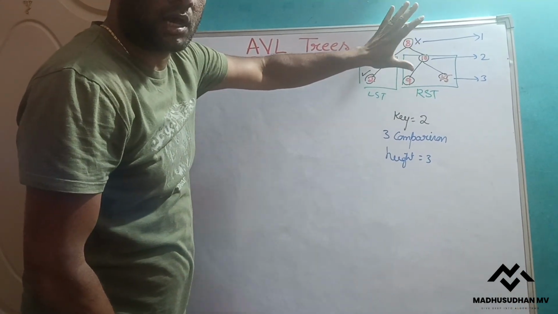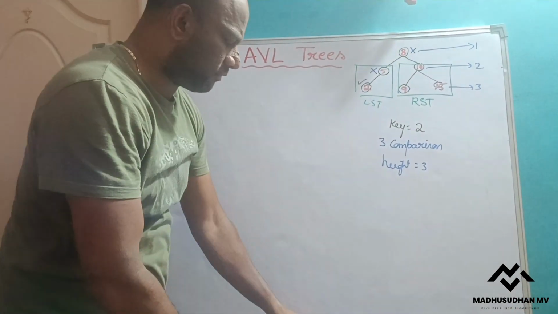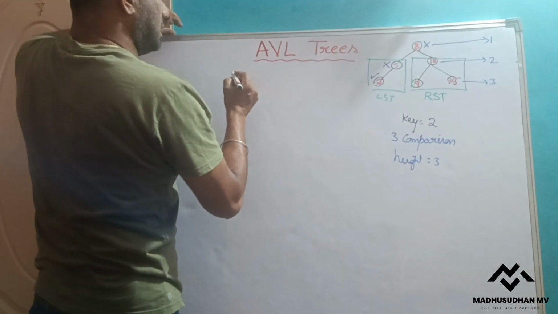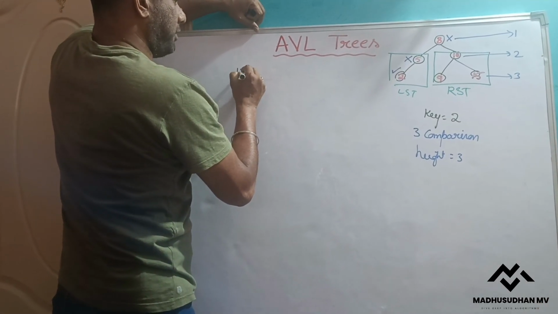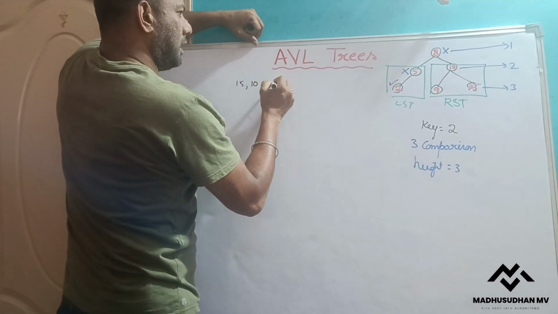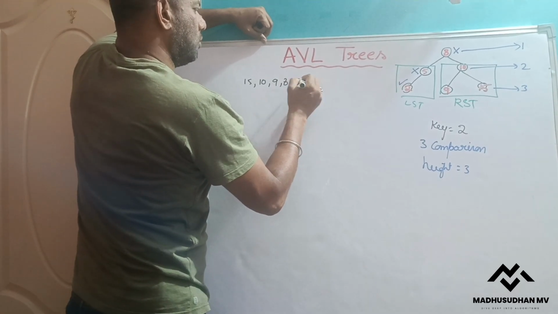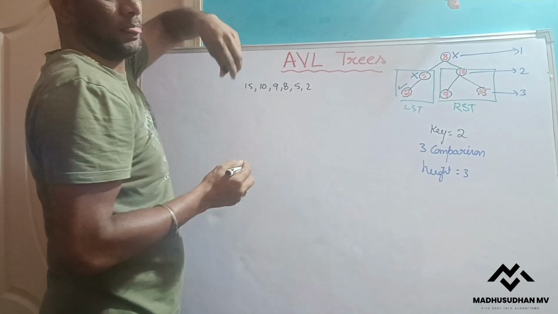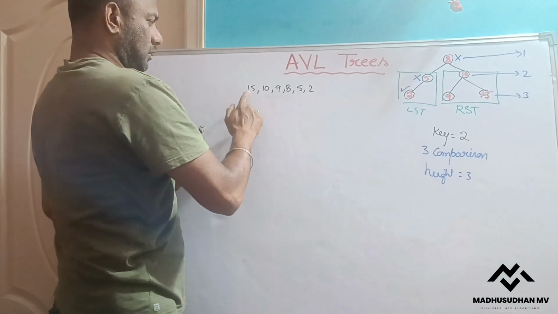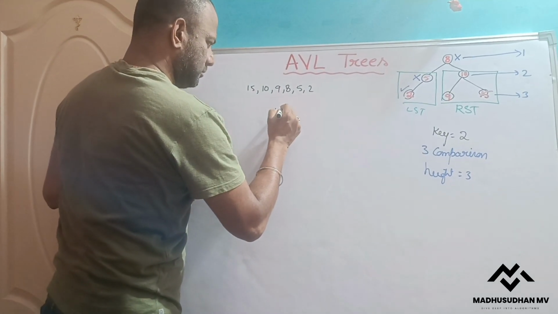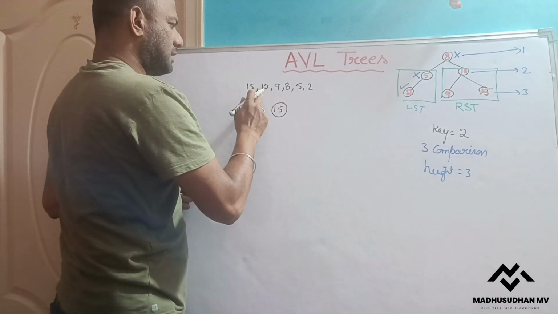Now let us take the same elements, but instead of that order, I will take the order like this. For example, 15, then 10, 9, 8, 5, 2. See, same elements, I took them in this order. Now if I construct this tree, the first element is 15.